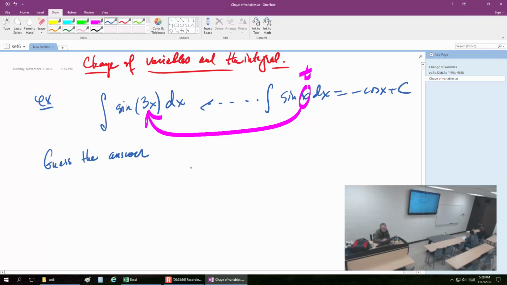What? Negative 3 cosine 3x? Negative. We go in the opposite direction of differentiation. So it will be negative cosine 3x, yes. But the change of variables does not affect the antiderivative the same way as the derivative. It affects it in the opposite way. So instead of multiplying by 3 as we would have, we divide.